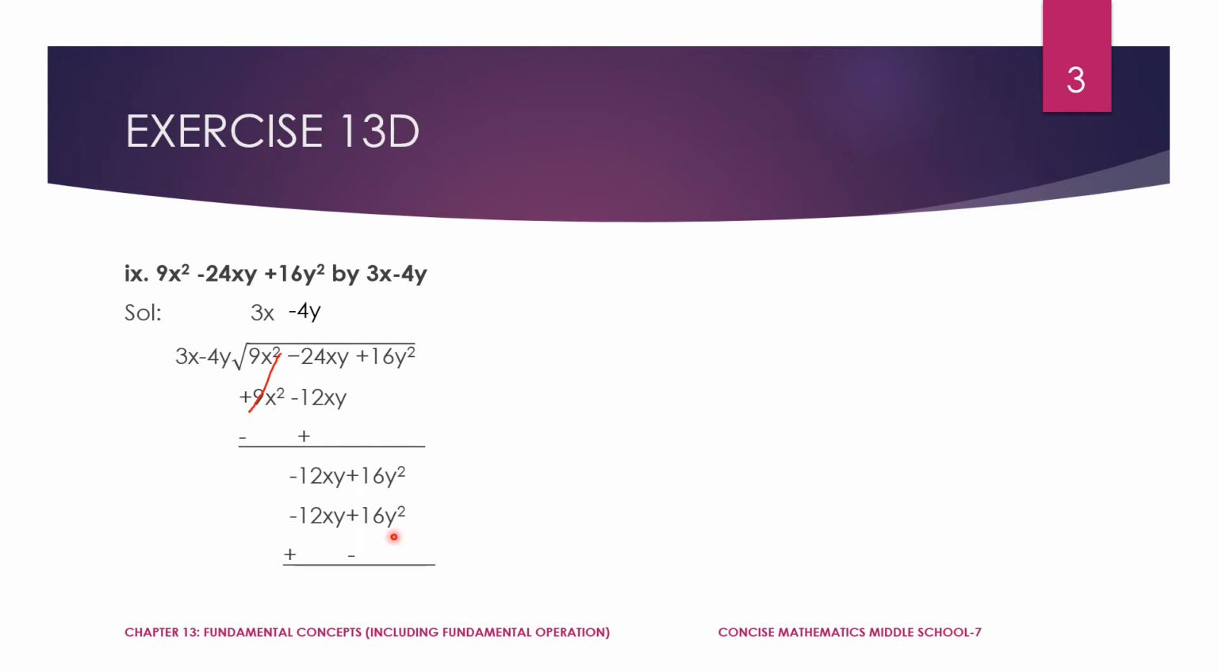Now just change the sign. As it is a like term with different signs, you can just cancel it, because 16 minus 16 becomes 0. 12 minus 12 becomes 0. So 0 is the remainder, and the answer is 3x minus 4y.